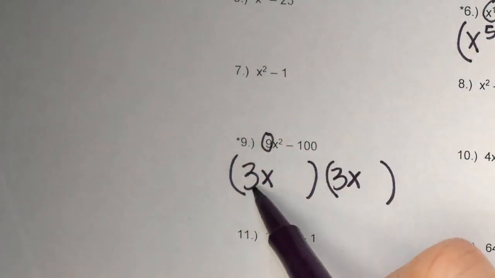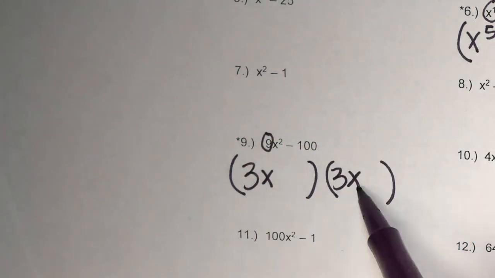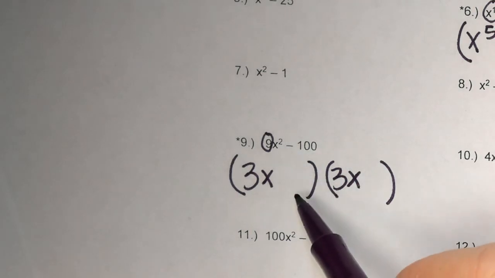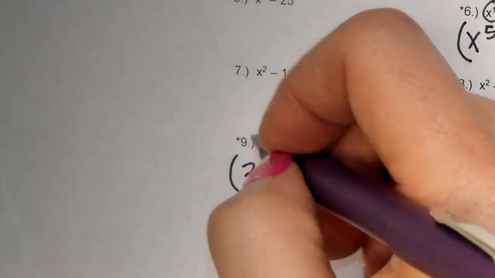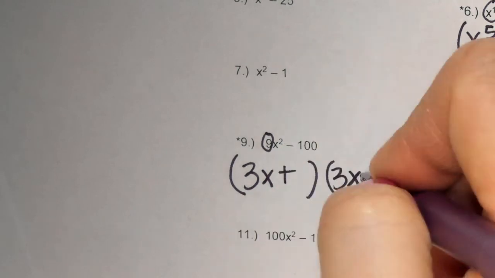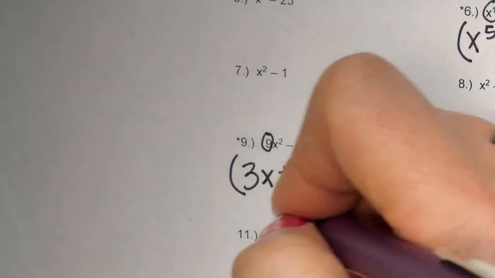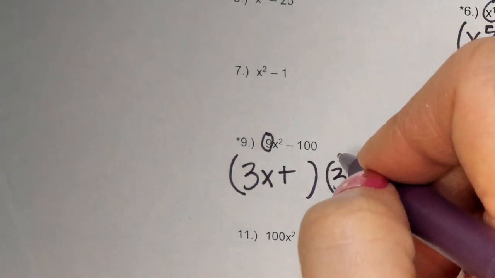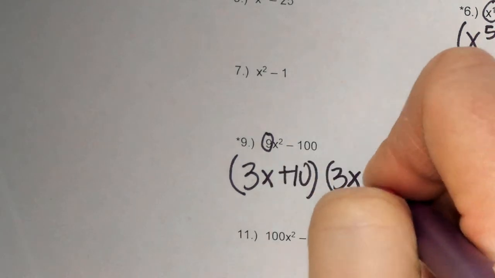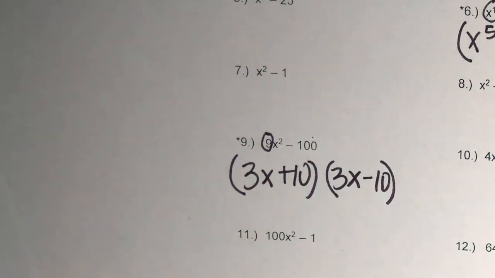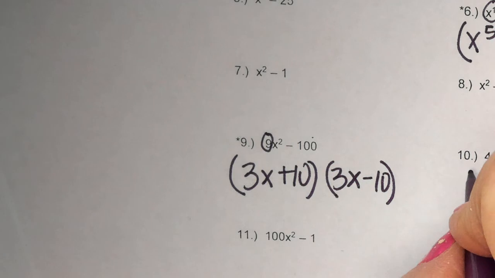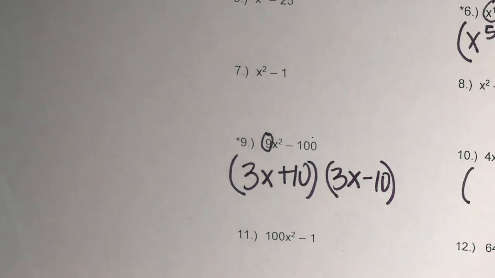So now we can check it. Would 3x times 3x be 9x squared? Yes. So that would be right. That's going to be our first step in FOILing. So we have a plus and a minus because it's the difference of squares. You have to have one positive, one negative, and then 10. All right, 10 times 10 equals 100. So see if you can do number 10.